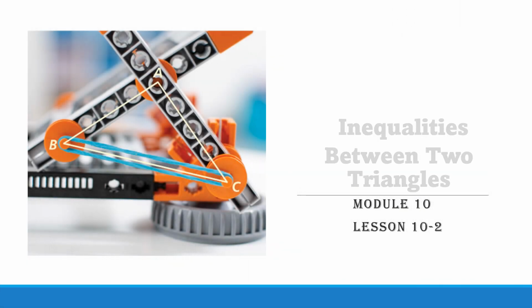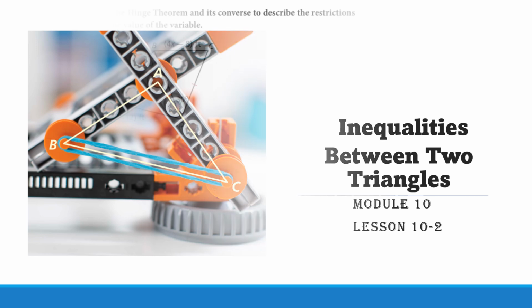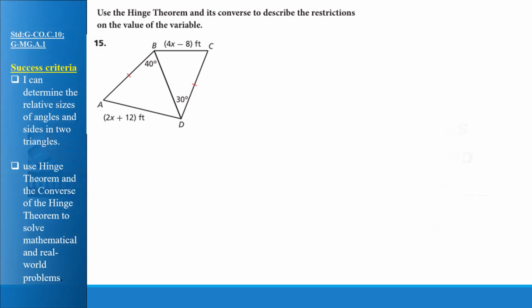Already we have seen how we have compared the two triangles with each other using the hinge theorem and the converse of the hinge theorem. Now let's continue the same lesson with different practices. Use the hinge theorem and its converse to describe the restrictions on the value of the variable. It means you have to find out the range of this angle.